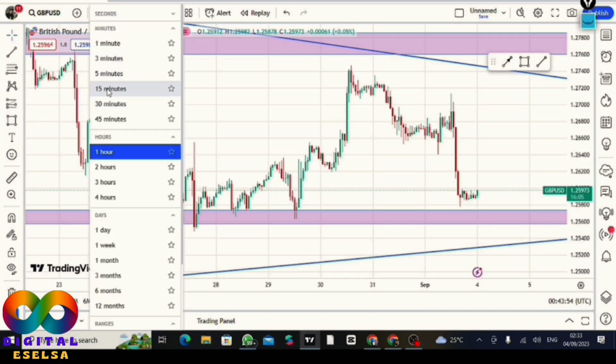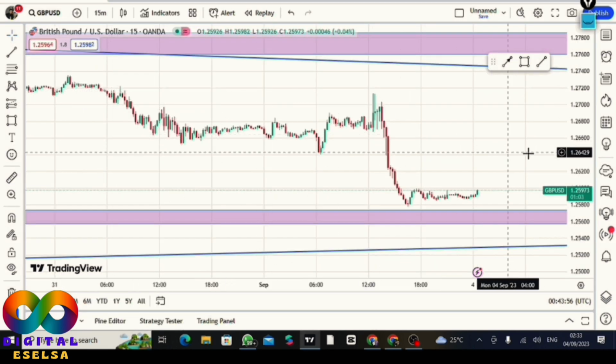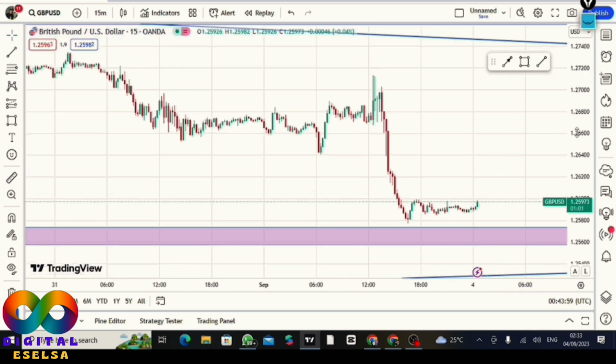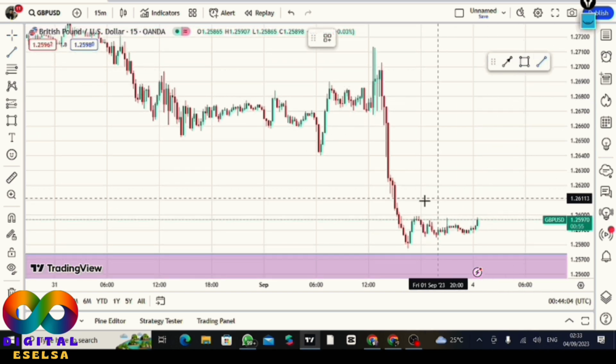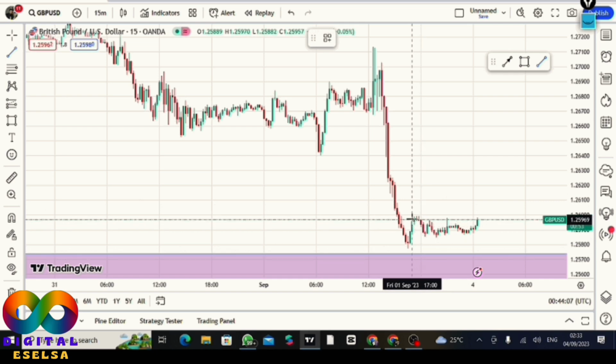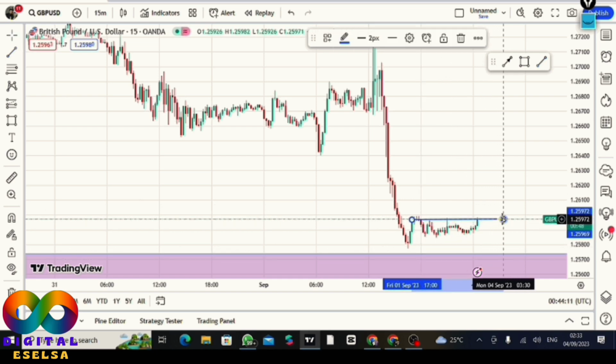And our entry time frame is usually 15 minutes time frame, right? When you come to 15 minutes time frame, you are going to be seeing something like this. The market has not been able to break this area. Are you seeing that zone is still visible?